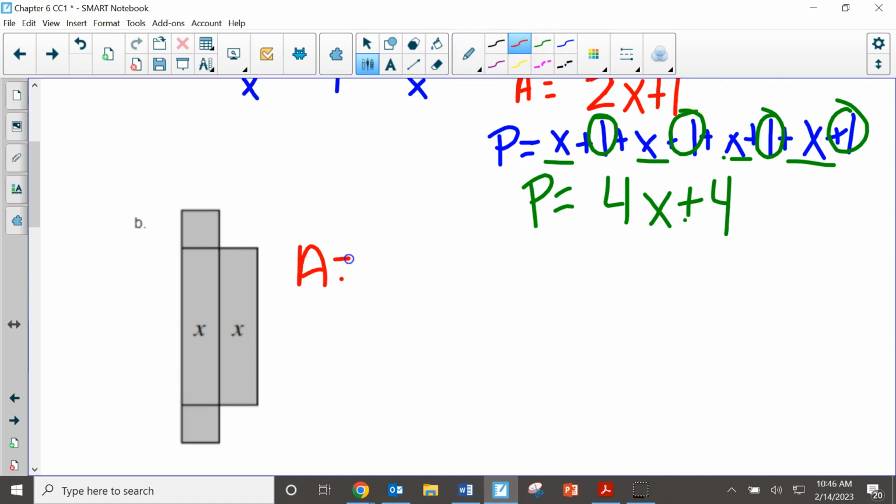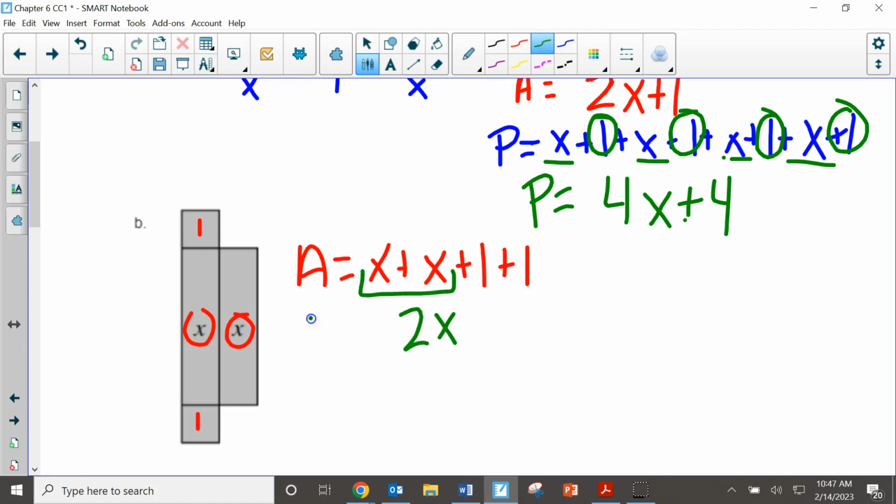Let's look at a shape like B. Area, we're just going to add up. We have 2 x's, it's right here. And then the area of these guys is 1. So combine my like terms. x plus x is 2x. And then 1 plus 1 is 2.